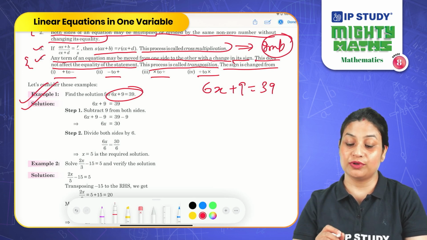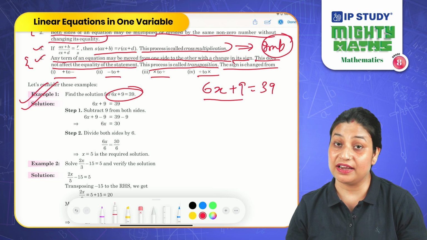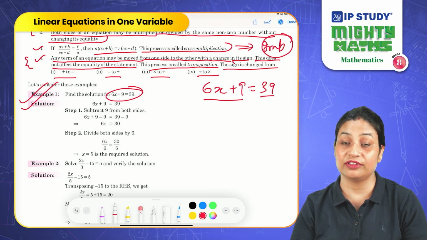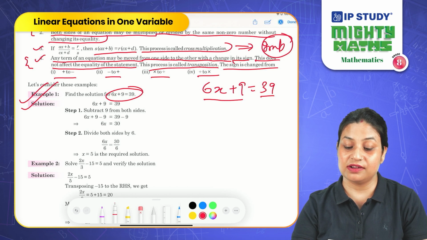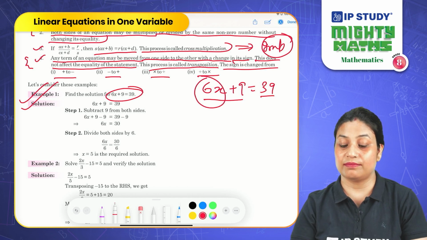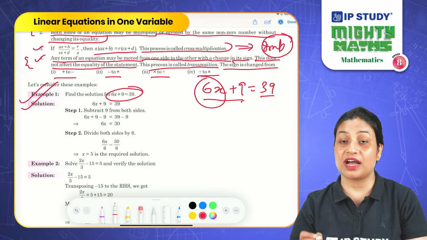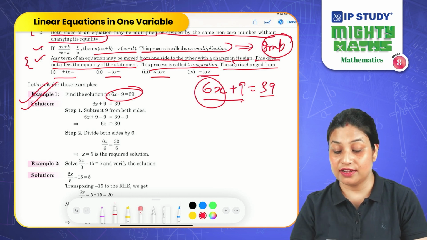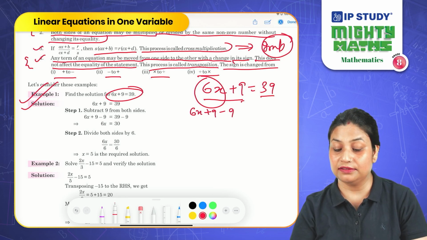So what I'm going to do, I can see I have a variable and a number on my left hand side and a number on the right hand side. The first step is free your variable part from that number part. For that, I can see 9 is positive over here. So I will subtract 9 from both the sides, right? So let's do it. So 6x plus 9 minus 9 is equals to 39 minus 9.